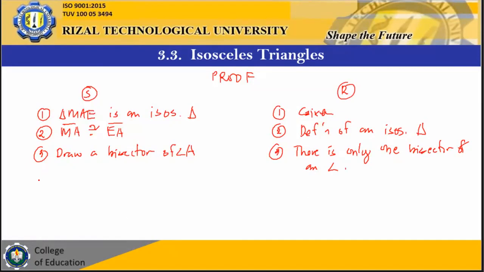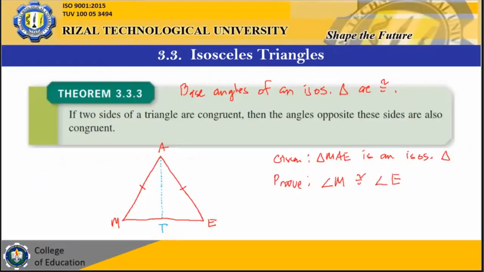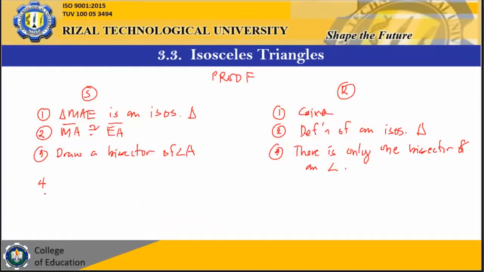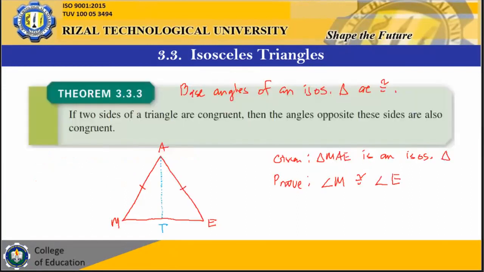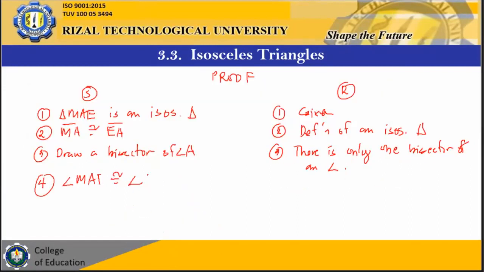So since AT is the bisector of angle A, ibig sabihin, so we know that it divides the angle into congruent angles. So we have angle MAT is congruent to angle EAT. Okay, that is the definition of angle bisectors.